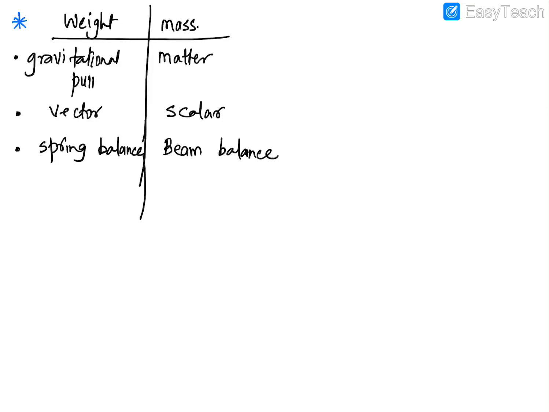Okay, next thing, weight, since it's a vector quantity, means what? It will vary from place to place, whereas the mass will not vary. Weight is measured in the unit Newton, whereas mass is measured in the unit kg. So there are 5-6 points they have given. If you learn these 4 also, it is enough.